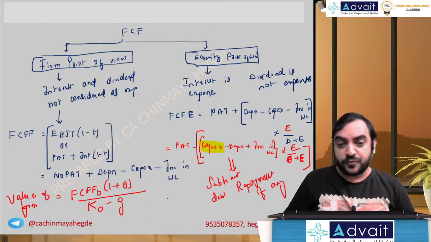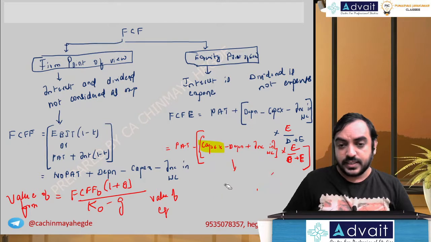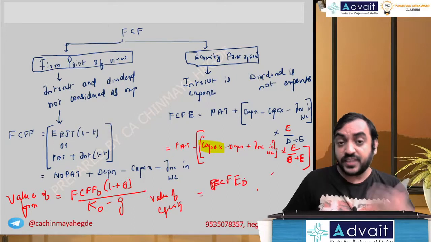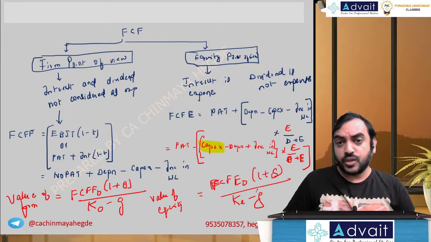Whereas from the equity point of view, that is value of equity. Value of equity is given by FCFE 0, free cash flow to equity, into 1 plus G divided by KE minus G, because cost of equity here we are thinking from equity shareholder point of view.